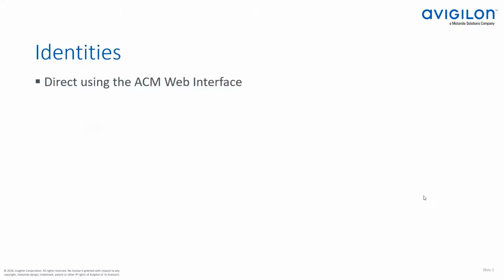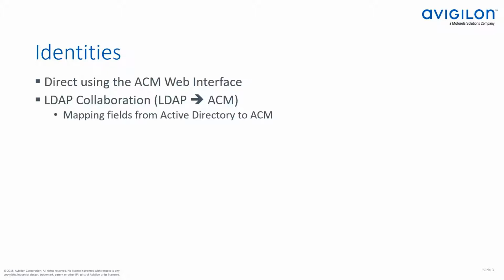You can do a direct access to ACM using the web interface and add identities manually directly into the application. You can use LDAP collaboration, most known as Active Directory. So you can bring information from Active Directory to ACM, mapping the fields from Active Directory to ACM. And you also can filter information from the Active Directory, so isolating a group that you want to bring in.